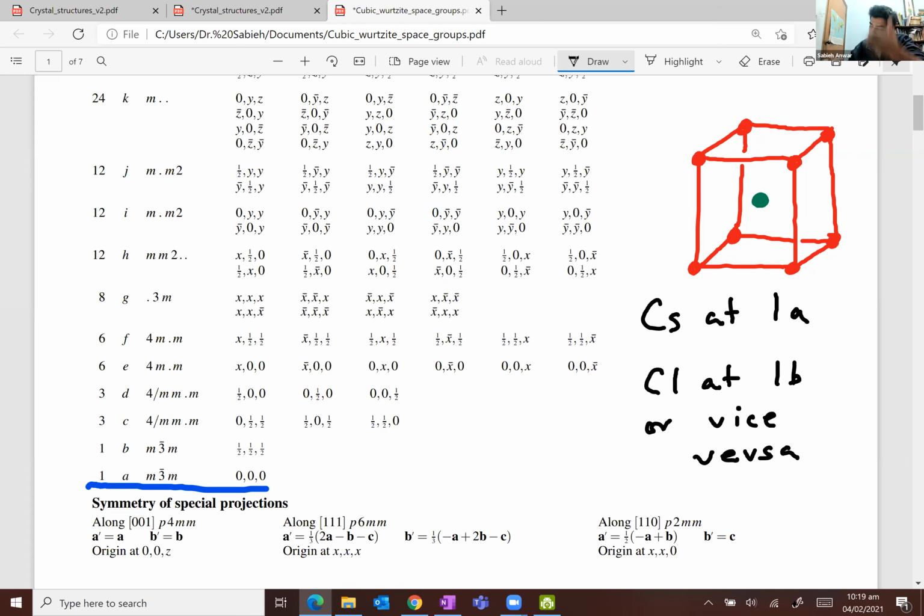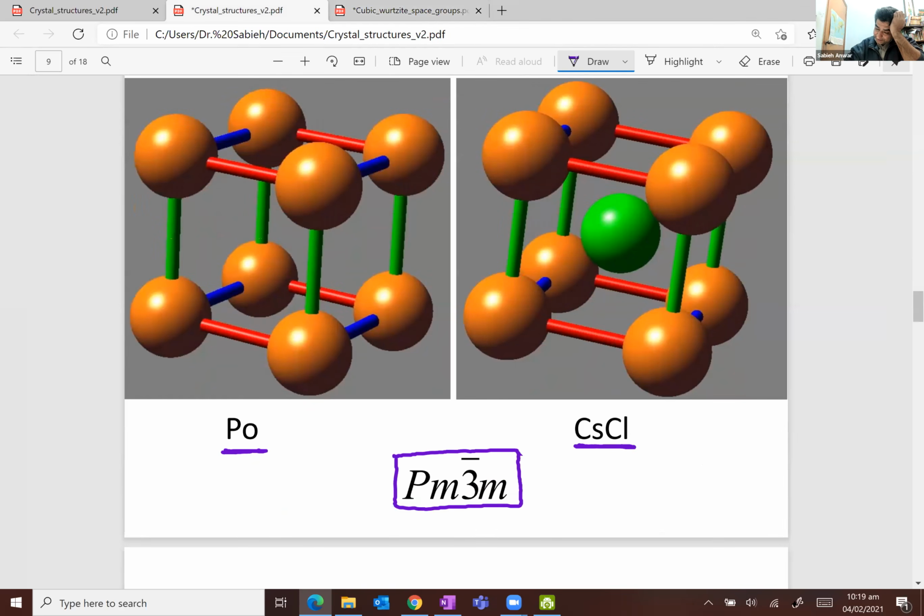Now let's look at yet another structure belonging to the same space group.